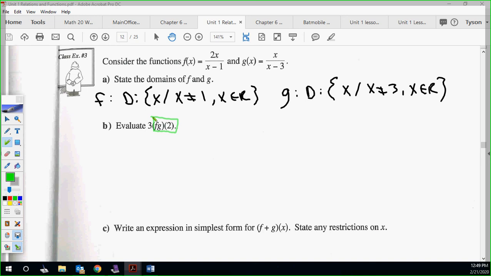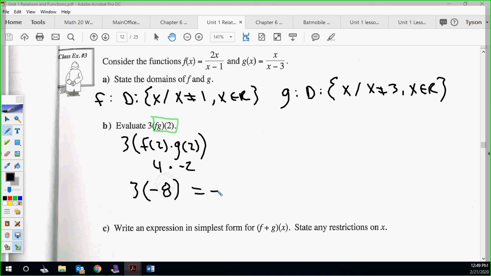So this might be a situation where it's easier to go 3 times f of 2 times g of 2. So what is f of 2? We go up here, 2 times 2 is 4, 2 minus 1 is 1, so 4 over 1 is 4. G of 2, 2 on top, 2 minus 3 is negative 1, so negative 2. So you're looking at 3 times negative 8 for negative 24.